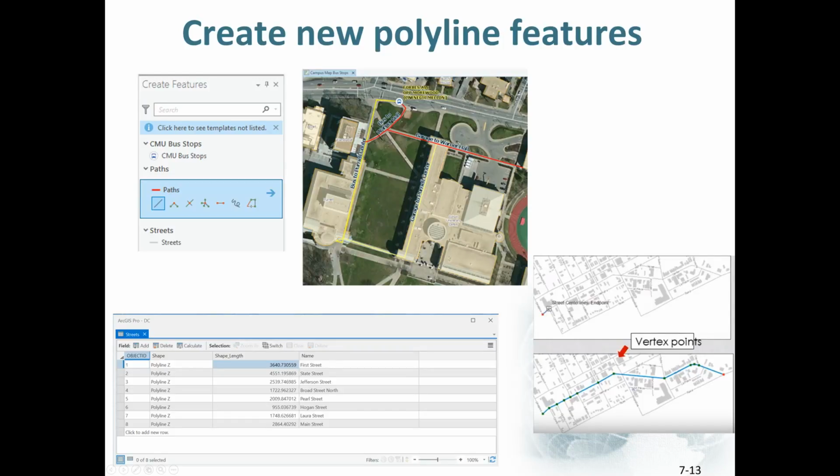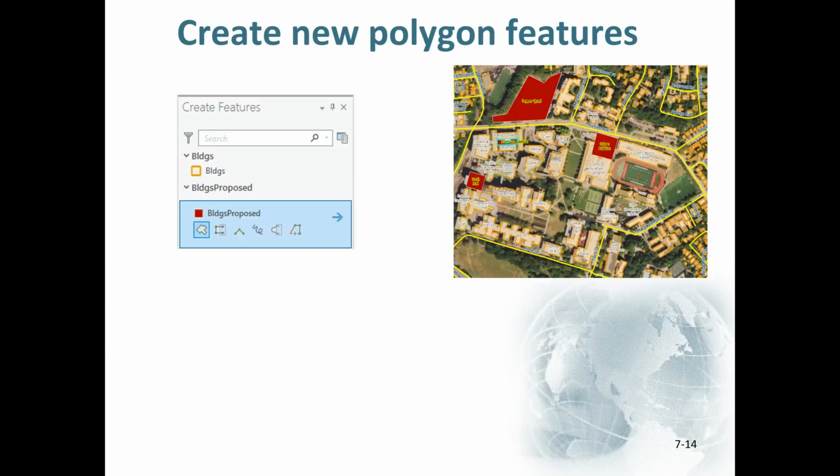So once you create the streets the same way, because when we create the feature, we identify it as a polyline feature, and the corresponding name, and we can add more columns to record more information about the speed limit, whether it's one-way or two-way driving. The same way we can do for polygons.